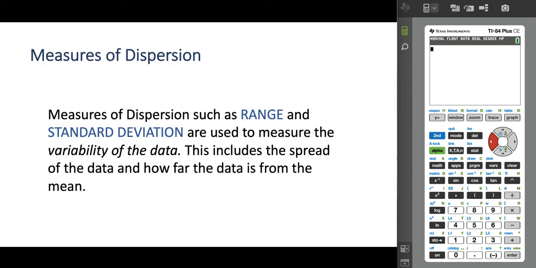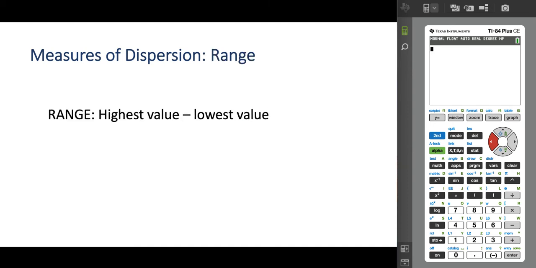All right, so we're talking about measures of dispersion today. The ones we're going to be calculating are range and standard deviation. And they are used to measure the variability of the data. So this might include the spread of the data, how spread out it is, which is the range, and how far the data is from the mean, which is standard deviation. So first we have the range.